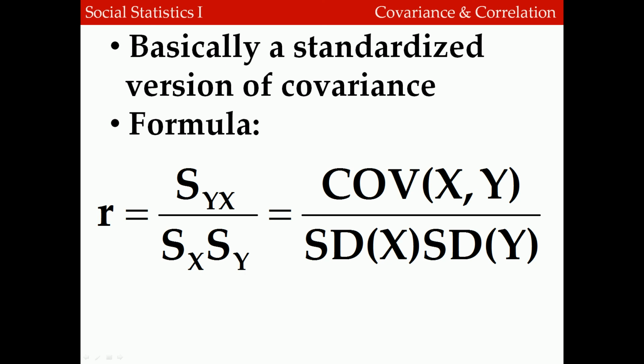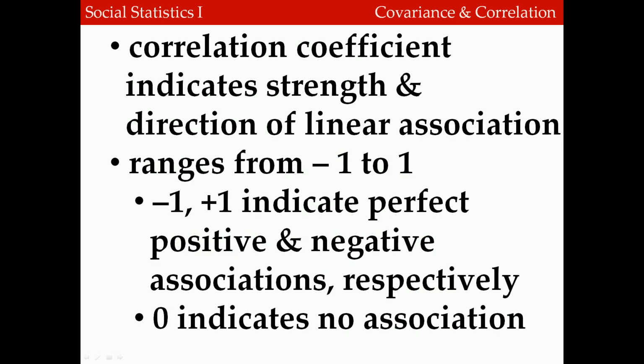Here's the formula for the coefficient of correlation. We use R to refer to the coefficient of correlation, and R is equal to the covariance of the two variables, here represented as S sub yx, divided by the standard deviations of the variables, multiplied together. The coefficient of correlation indicates both the strength and the direction of the linear association of the two variables. It ranges from -1 to 1, with -1 and 1 indicating, respectively, perfect negative and positive associations, and 0 indicates no association. Typically, the coefficient of correlation takes on intermediate values between -1 and 1.